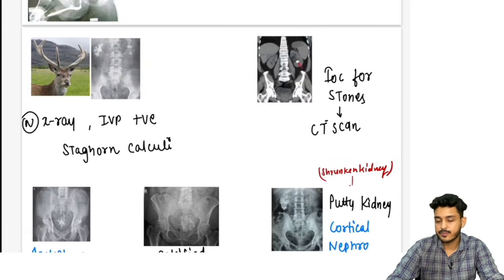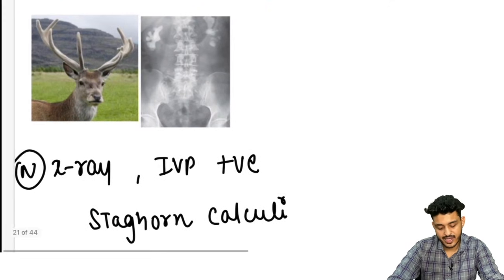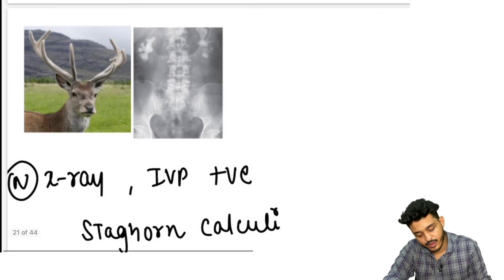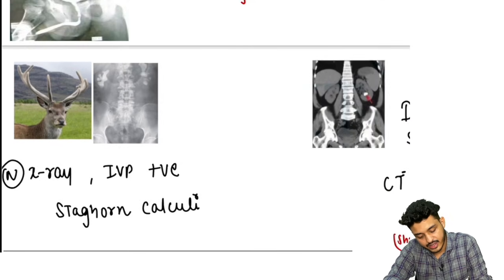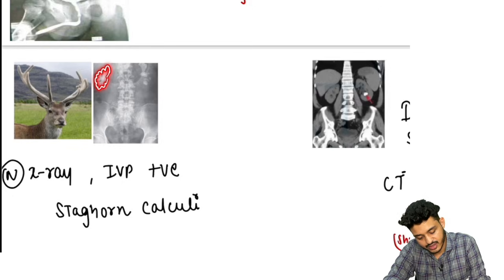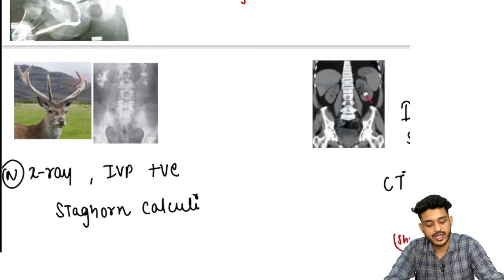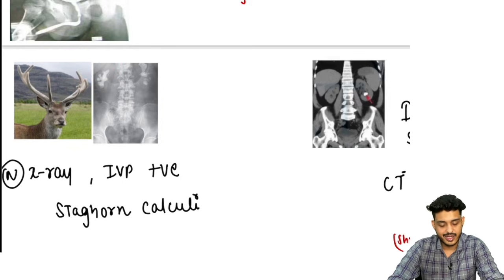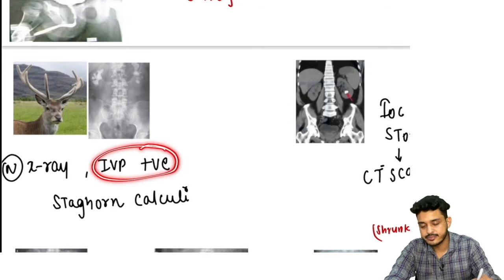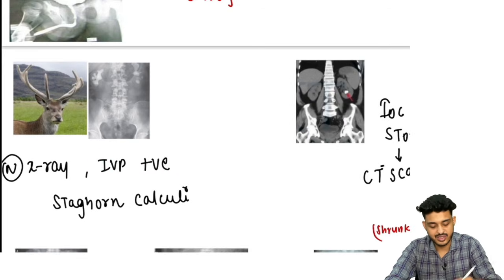Then we have got this particular X-ray. This is the X-ray we are doing. You can appreciate this stag horn. You can appreciate this is looking like a staghorn calculi, right? So in IVP it is going to be positive.